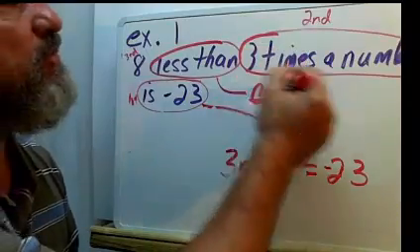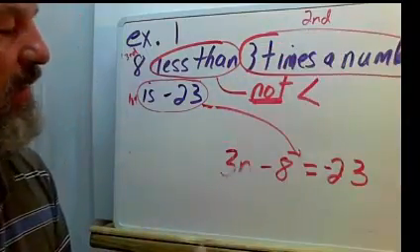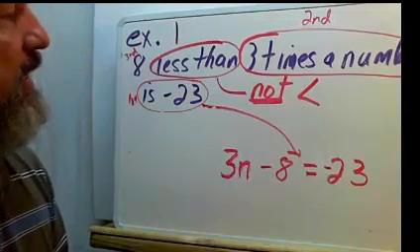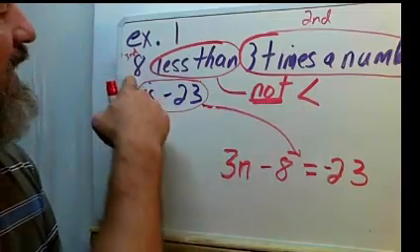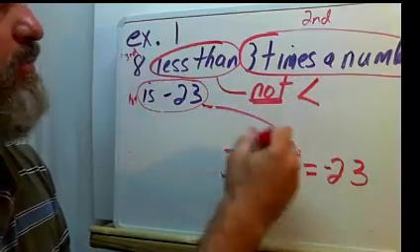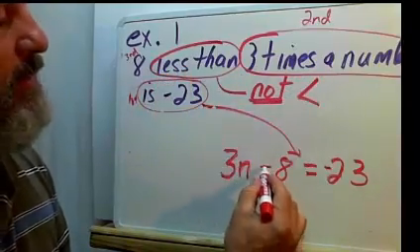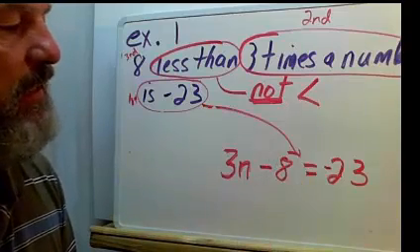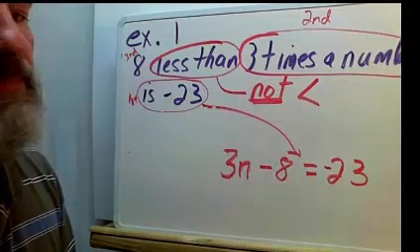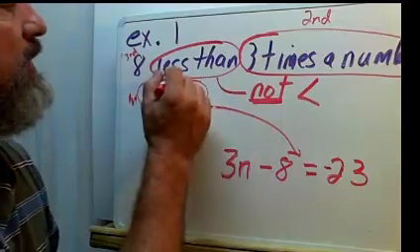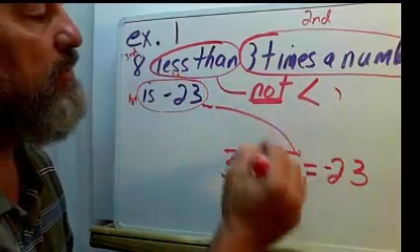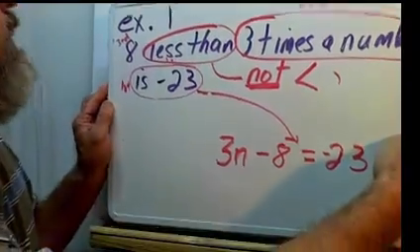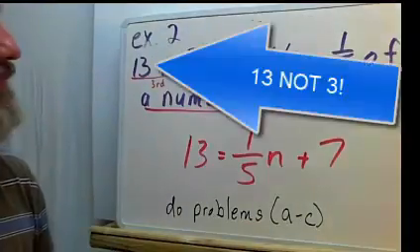Next thing I pick is 3 times a number. Well, 3 times a number is quite easy. That's 3n. And I have 8 less than that 3 times a number. So here's the 3 times a number. I'm going to take 8 less than that. That's subtract 8. So we have 3n minus 8 equals negative 23. Remember, for less than, do not use the less than symbol. It's subtraction.